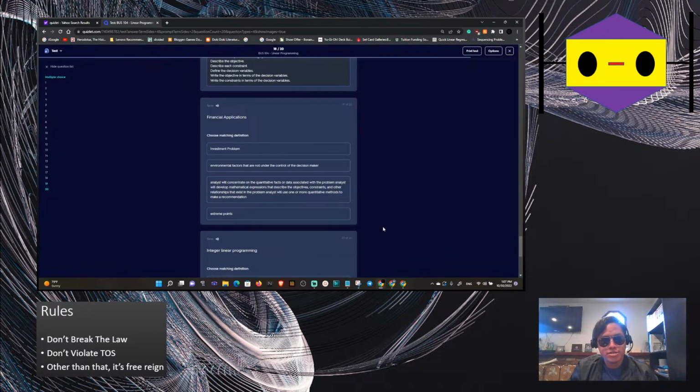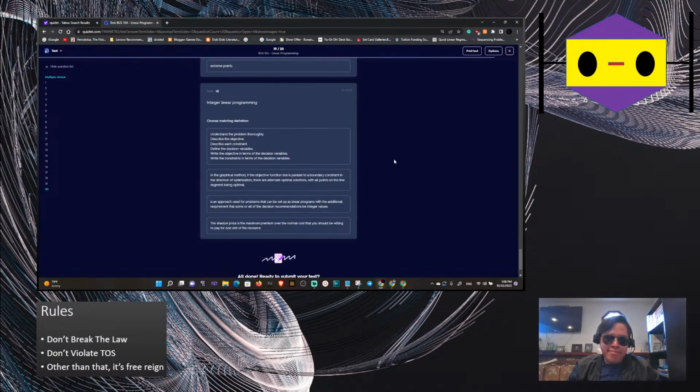Financial applications. What are financial applications of LP? I'm gonna go with the investment problem. Yeah, that makes more sense. Integer linear programming, so it's a whole number.